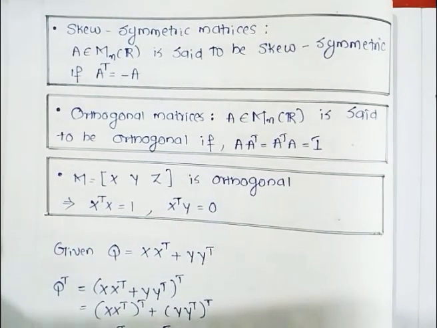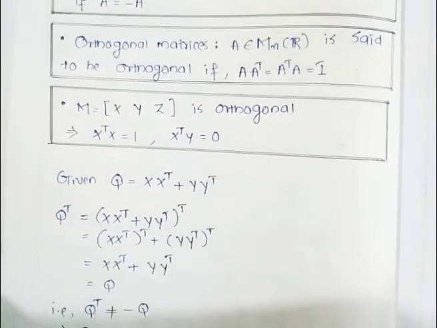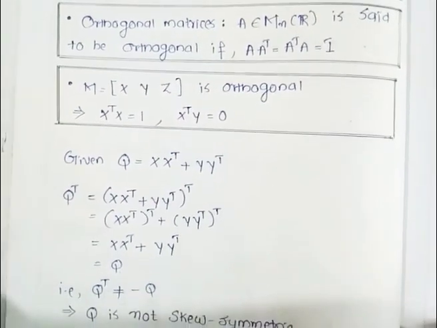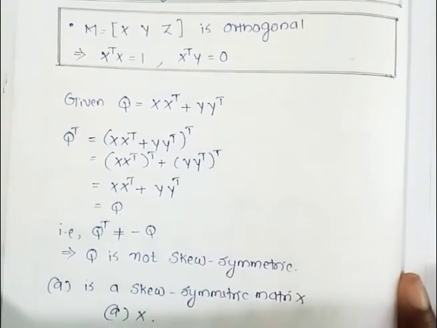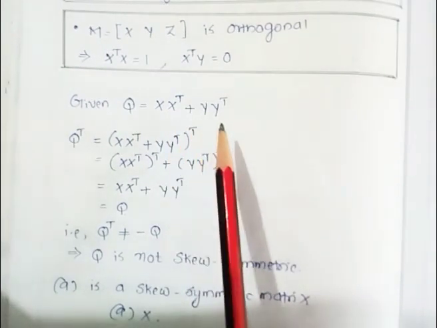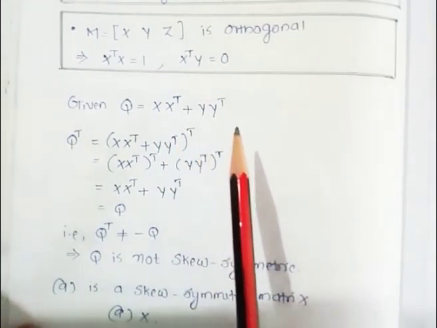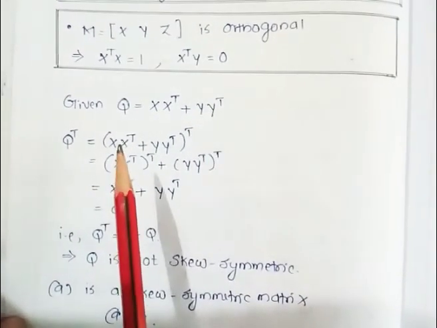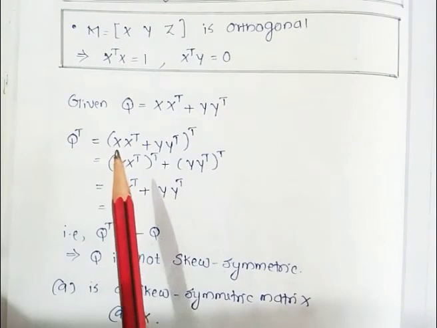Now we are going to our given condition. Now we are analyzing our options. We have given that Q is equal to X X transpose plus Y Y transpose. Here X and Y are the columns of our orthogonal matrix M. Now we want to check whether Q is symmetric or not.